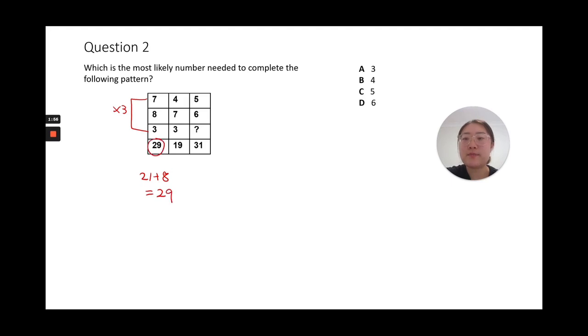Okay, so we're going to do the same thing on our final one. 5 times something plus 6 will give you 31. And what goes in there is the number 5. So C is your answer for this one.